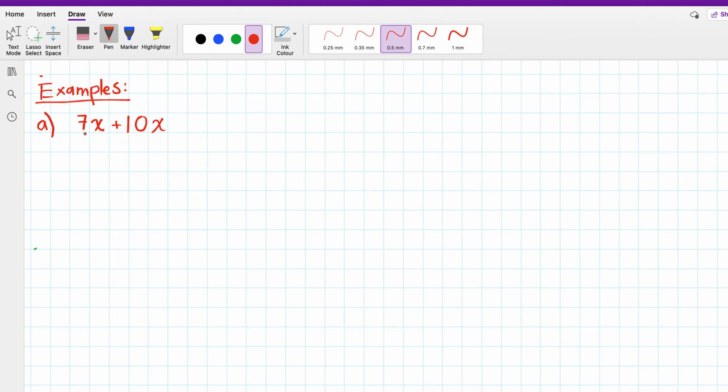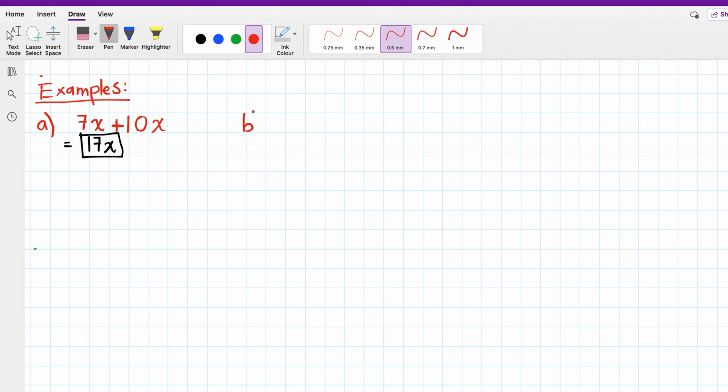Okay, so in this case, this one has 1x and this one has 1x. Therefore, they're like terms. Therefore, I can add them. I do the operation that is between them. So here the answer will be 17x. And that's my answer. I should have left a space there so that I could actually write it better.